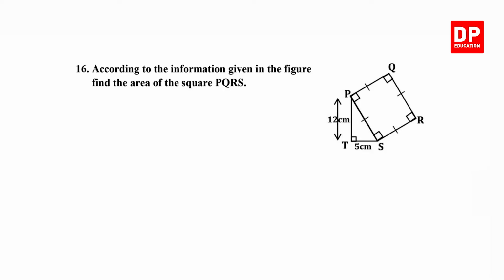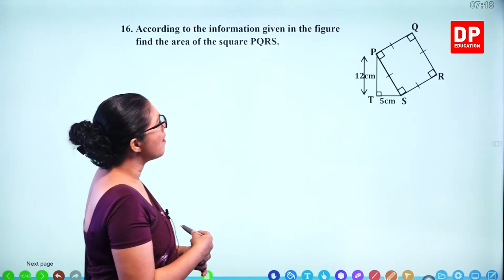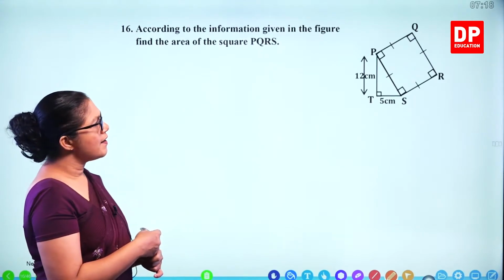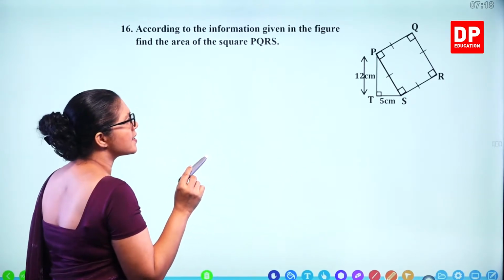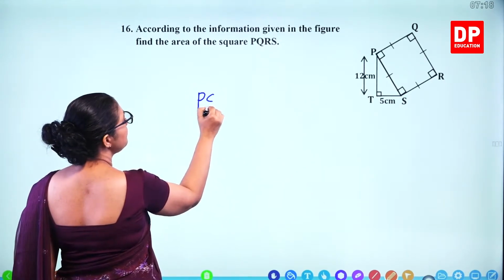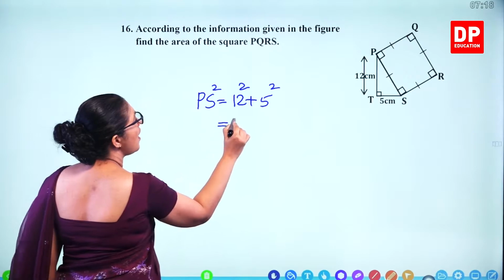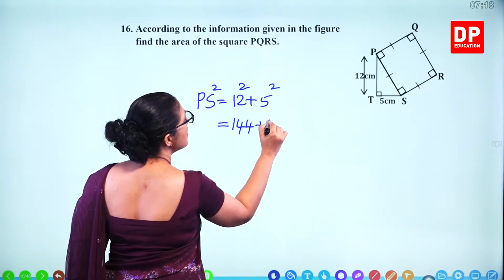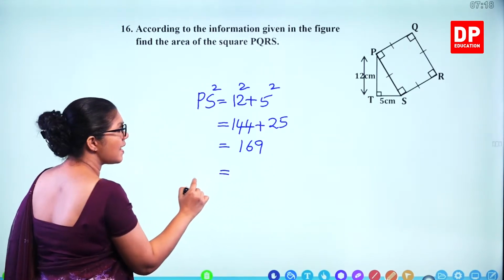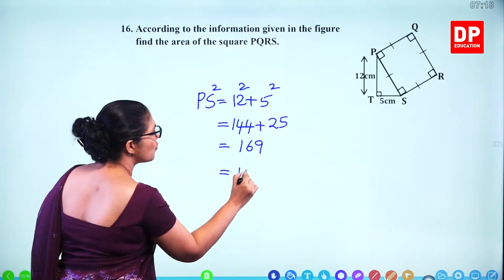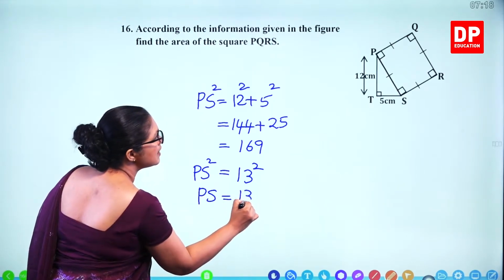Question number 16. According to the information given in the figure, find the area of the square PQRS. How do you find the area? We need to find the length, but we can apply the Pythagoras theorem first. What is PS squared? Sum of the squares of the other two sides. 12 squared is 144, 5 squared is 25. When you add it, you get 169. Can you remember what 169 is? 13 squared. PS squared, so PS becomes 13 centimeters.